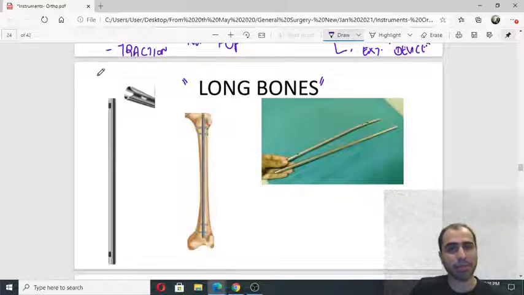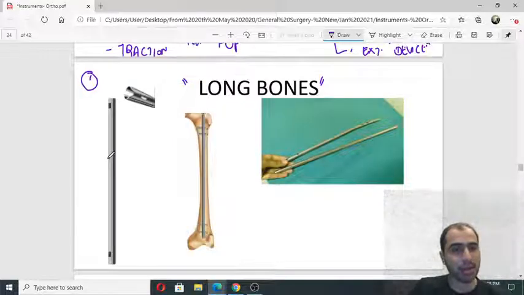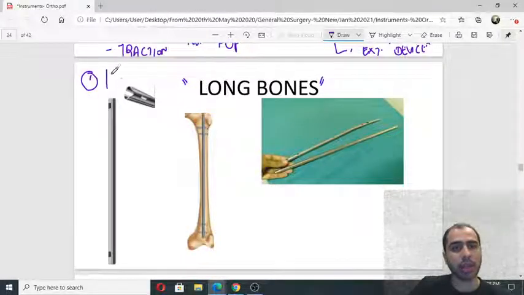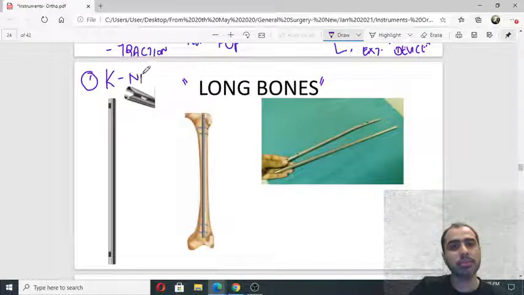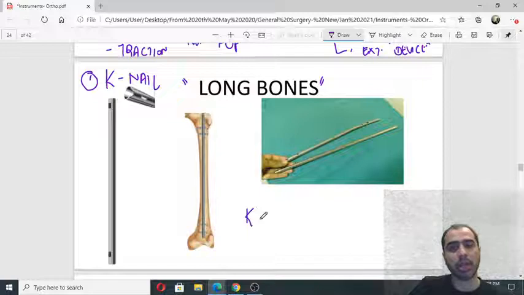What is this first one? What is the first device that we see here? Intramedullary nail. It has to be answered better than that. It is not just intramedullary nail. It is called a K nail. What does the K mean? K stands for Küntscher.